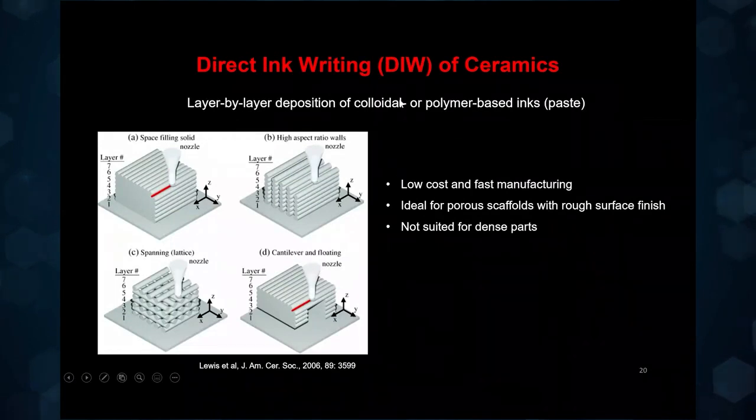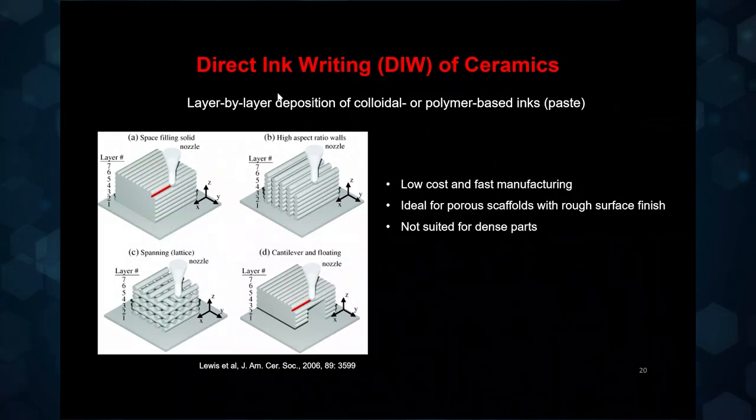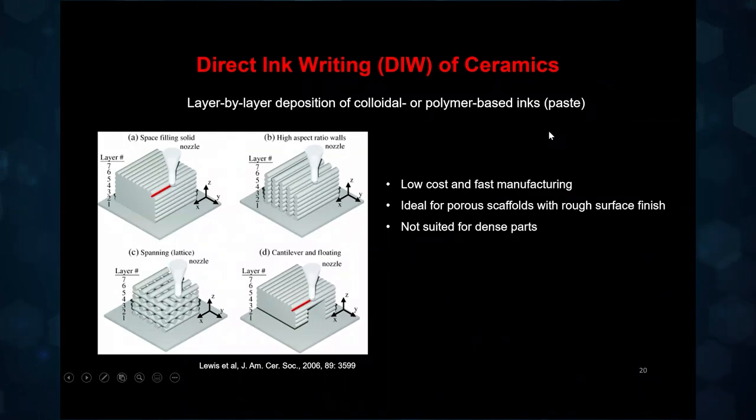Another way to do 3D printing with ceramics is a technique called direct ink writing. You can think of it as a much thicker slurry now, almost like a paste. So here you're doing layer by layer deposition of colloidal or polymer-based inks. I can probably draw an analogy to a toothpaste tube. If you just squeeze it, you will have that paste coming out. And so depending on the kind of design you have, you could try to make a solid part or a printed structure.